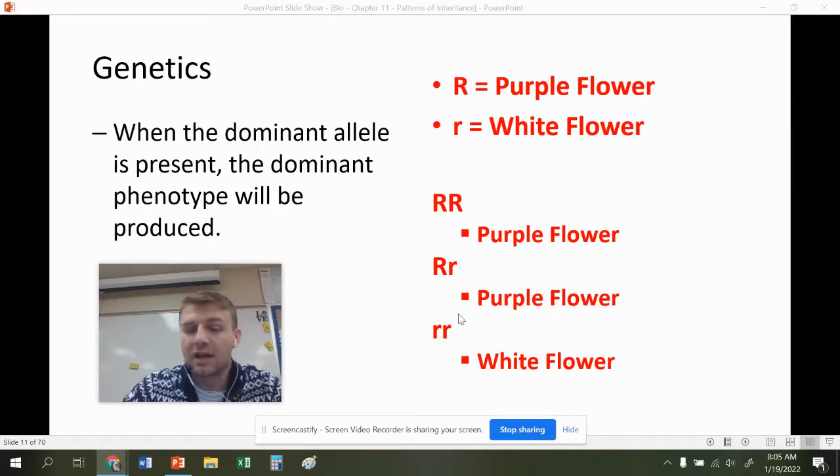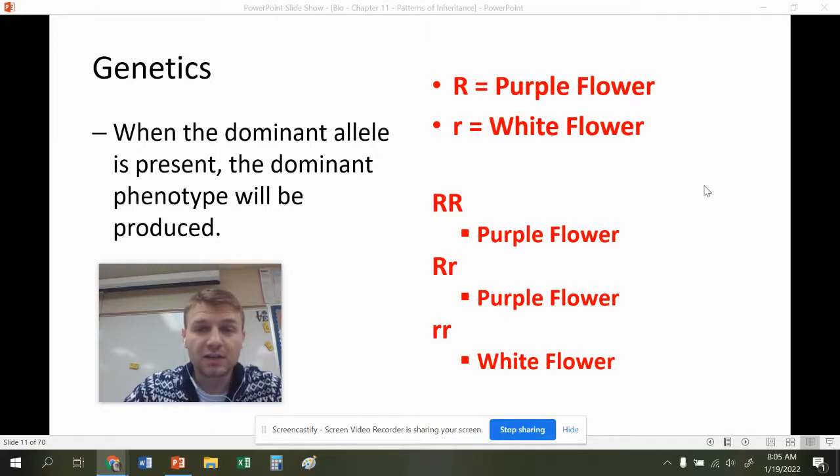Big R, little r, it's going to be, again, purple flower because we have at least one of these dominant alleles. Now, you might say, Mr. Fradoff, what about little r, big R? It doesn't matter what this combination is. If it's heterozygous, you put the capital letter first every single time. Again, when it has one of the dominant alleles, it's going to have the dominant phenotype. And then when we have the little r, that's just going to be the white flower because it doesn't have any of the dominant alleles. So again, little r is going to be white. Big R, little r is going to be purple.